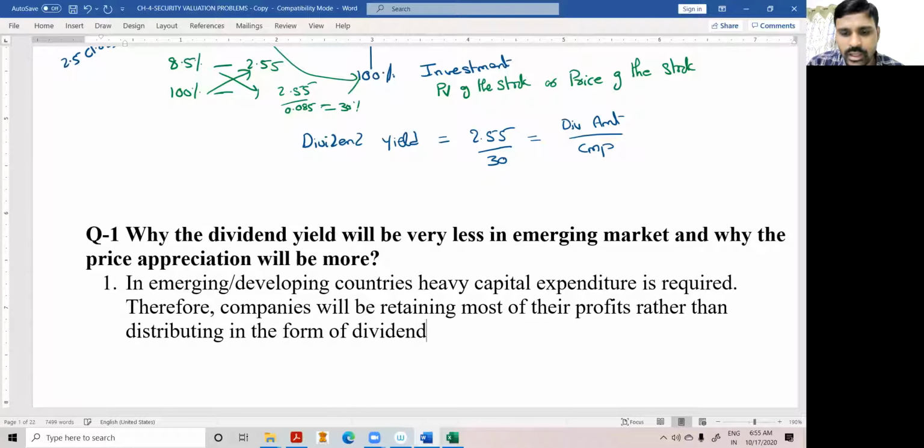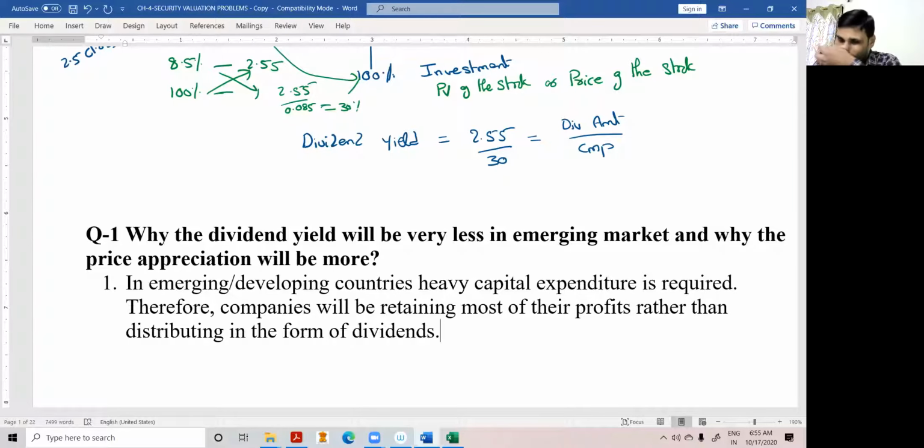This is the first point. In emerging or developed countries, heavy capital expenditure is required. If capital expenditure is required, one way is to borrow the money. That's secondary, because even a banker will not lend the money unless we put in our own equity. Our own equity is nothing but retained earnings. Okay, that is the point.